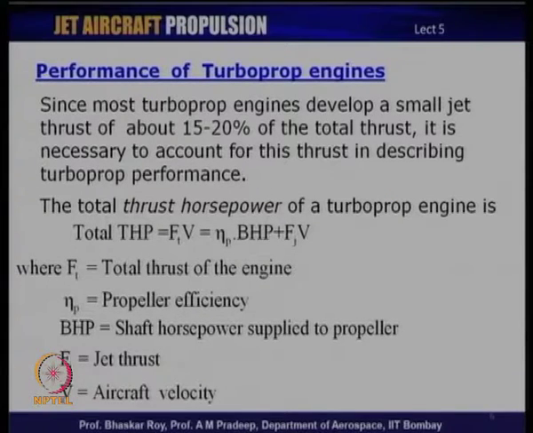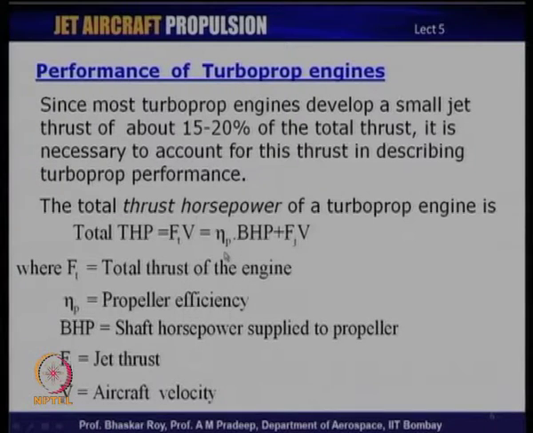Let us look at how the turboprop engine performances can be estimated. As I mentioned, 15 to 20% of the total thrust can be created by the jet engine. So, hence you have 2 components of thrust making here, one by the propeller, one by simple jet thrust. The total thrust can be written down, let us say, as F t, and then the thrust horsepower can be measured in terms of F t into V, V being the velocity of the aircraft flight.